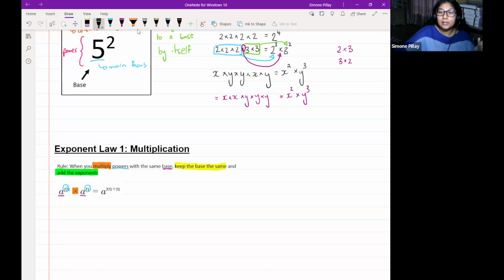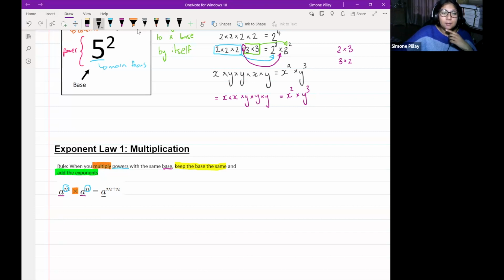And what does law 1 say? When you apply law 1, we keep the base. Here our base was a. So look at our answer. We kept our base of a and we added the exponents. Here we went m plus n. That's just a general idea of what it would look like.